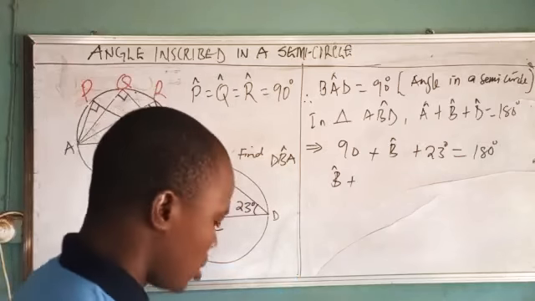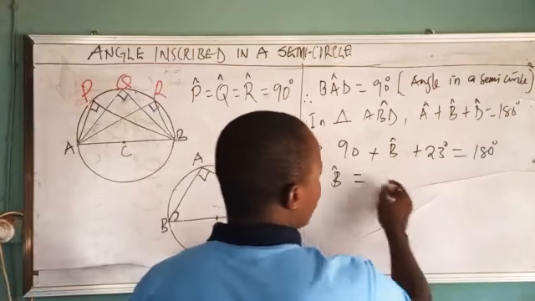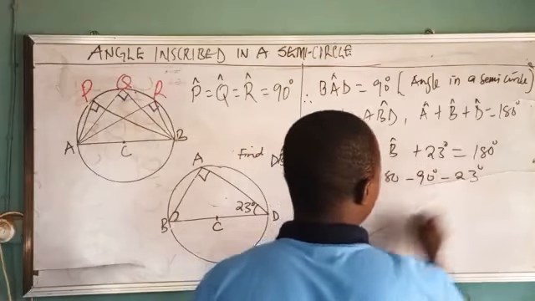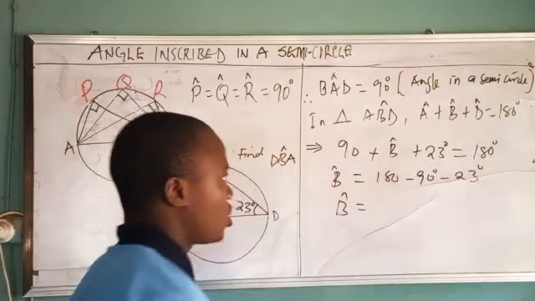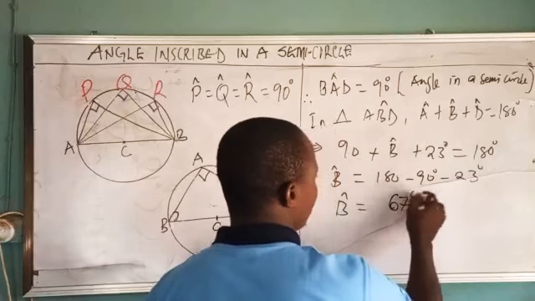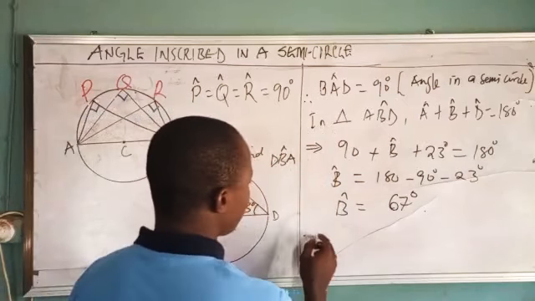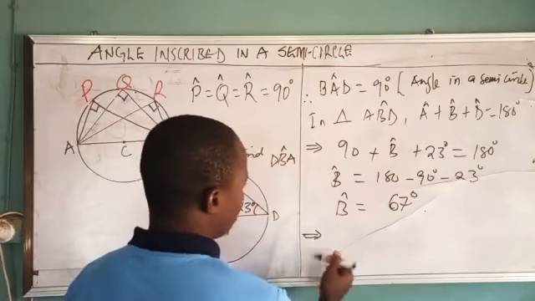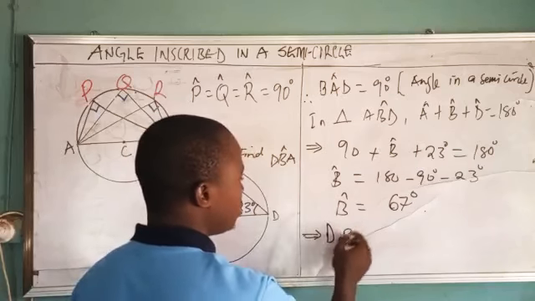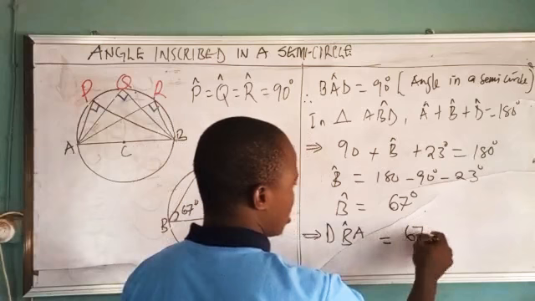So you have B will be equal to 180 degrees minus 90 degrees minus 23 degrees. So now, if you press your calculator or use your head to do that, you have B to be 67 degrees. Therefore, this place will be 67 degrees. From what they ask us to find, this is angle B. So DBA, that is angle B, is equal to 67 degrees.